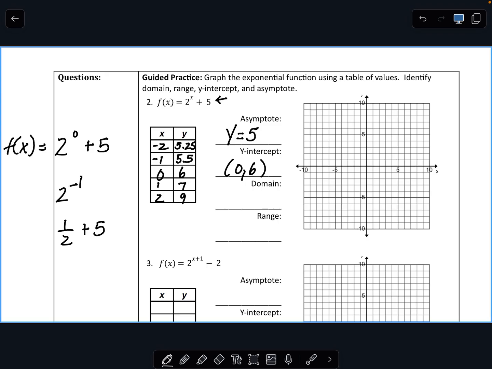And then you're going to want to graph it. So start with your y-intercept. I usually start with my y-intercept, which is right here. Okay, and then I'm going to graph my asymptote also. So you should start with your asymptote, I should say. Y equals 5. Then graph your y-intercept. Okay, so the number 1 is at 7. Number 2, it's at 9, which is 5, 6, 7, 8, which is right there.